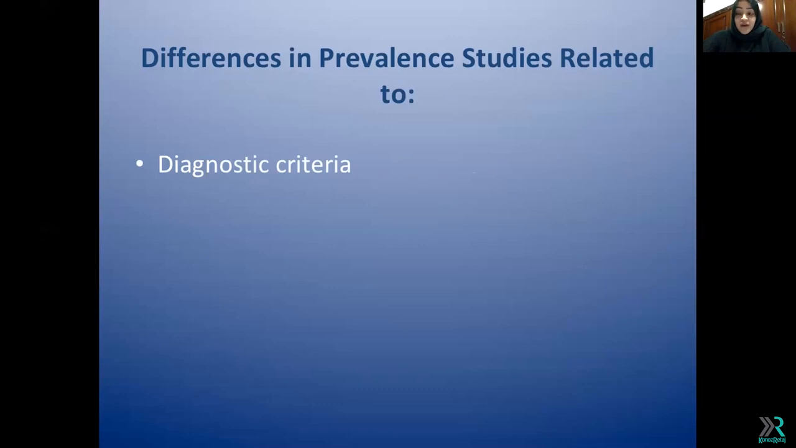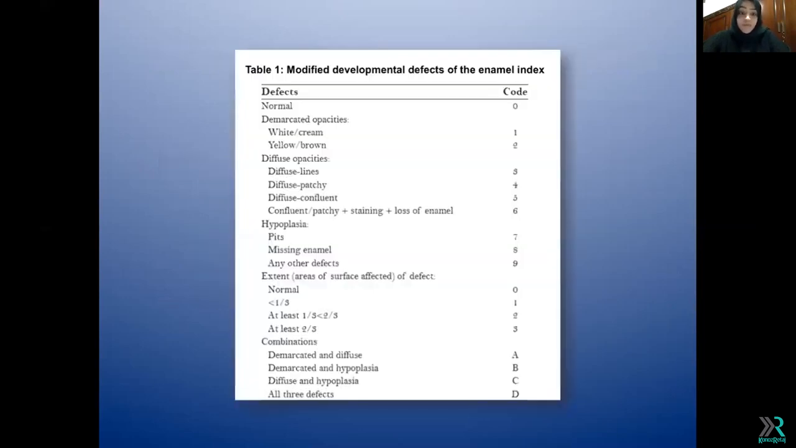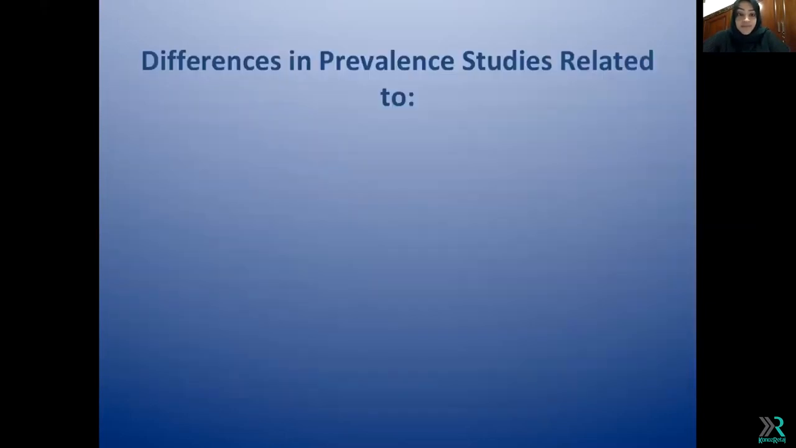Other differences are related to the diagnostic criteria. Some of them used the developmental dental enamel index. Others used the modification of the developmental dental enamel index. And some of them used the criteria of the European Academy of Pediatric Dentistry. And few of them had their own indices. This is the index of the modified developmental dental enamel index. And these are the criteria of the European Academy of Pediatric Dentistry.